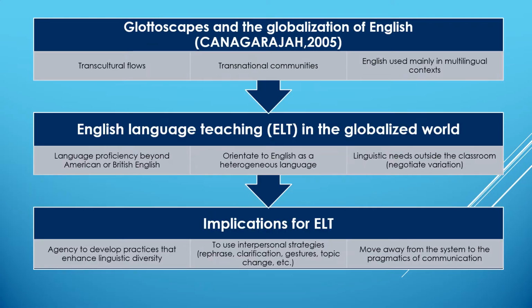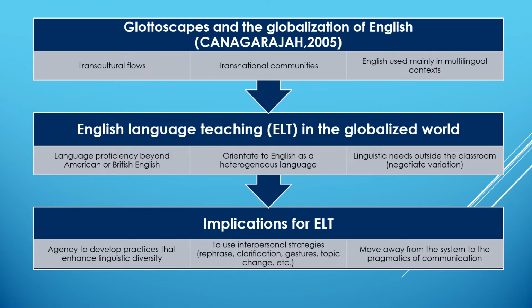In the next slide, we touch on a text that complements Kirkpatrick's argument. The author talks about glottiscapes, that basically mean transcultural flows, flows of culture, media, and technology among communities internationally. We have to take into account that English right now is used mainly in multilingual contexts. These glottiscapes have an impact on English language teaching. That's why language proficiency has to go beyond American or British English.